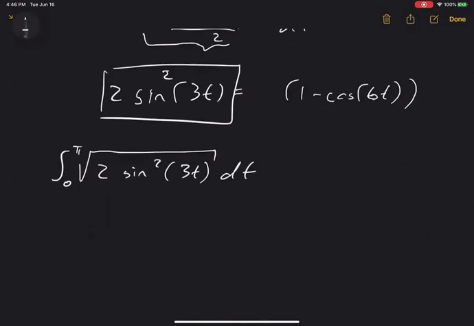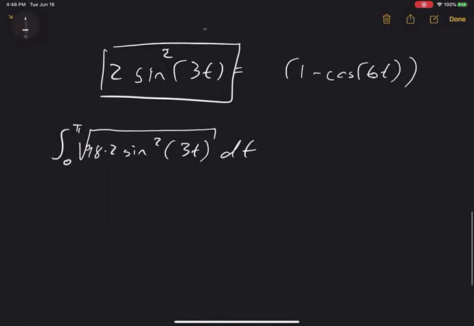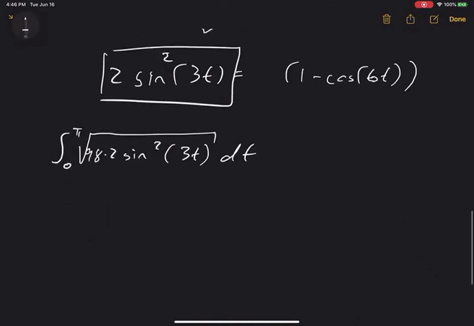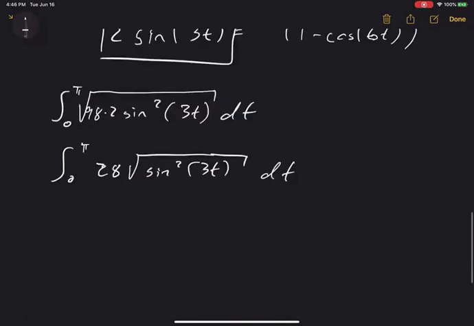And then I got a 98 as well, right? 98 times 2. So when I take the square root of this, I can bring the 98 through. It becomes 7 square root of 2 square root of 2. So this becomes 28, I believe. Yeah, 28 sine squared 3t dt.